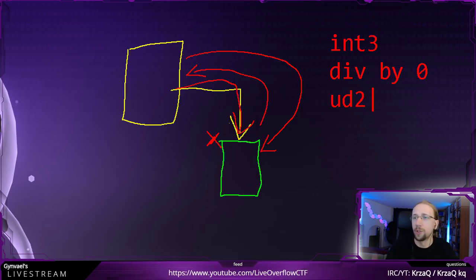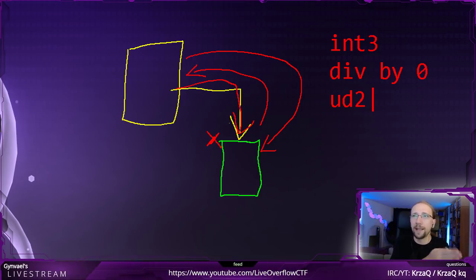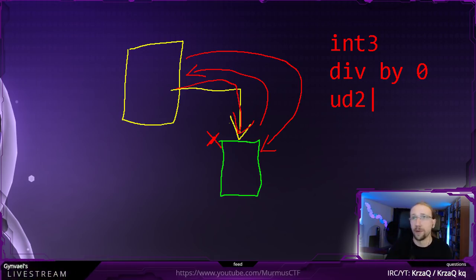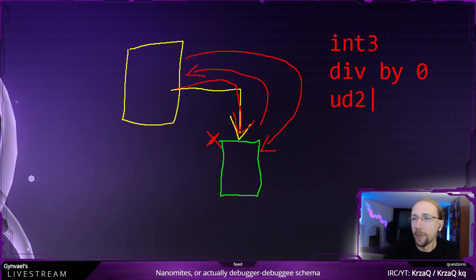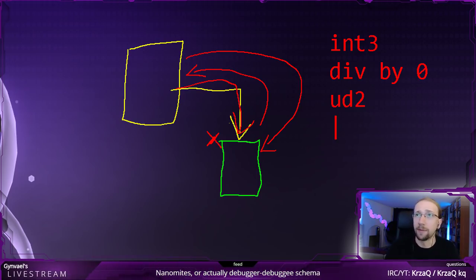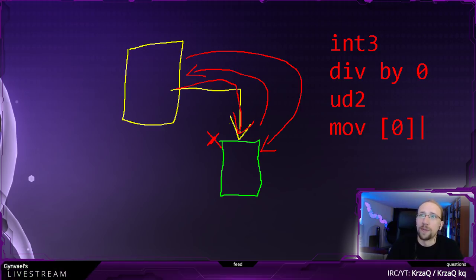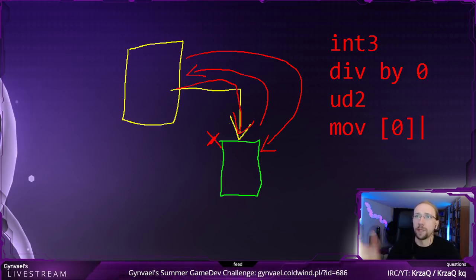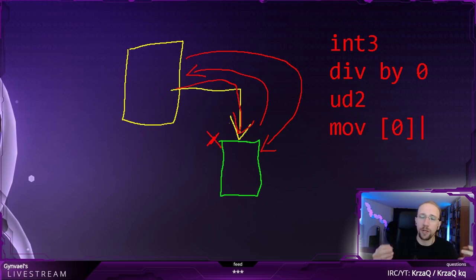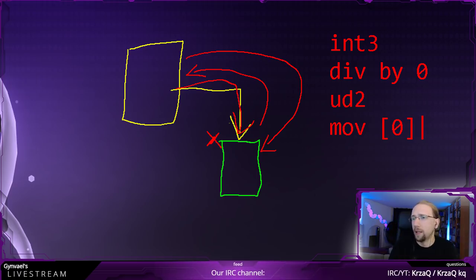It could be UD2, the defined undefined instruction, which is quite funny. It generates the undefined instruction fault, but it's actually documented that it's an instruction which is supposed to generate that interrupt. So that's the defined undefined instruction. Then, any access to memory which is not addressable for some reason, like a non-canonical address on 64 bits, or the memory is not mapped, or you don't have write access to that part of memory, also causes a crash, right? Then again, the parent will be notified, and this can act as a nanomite.